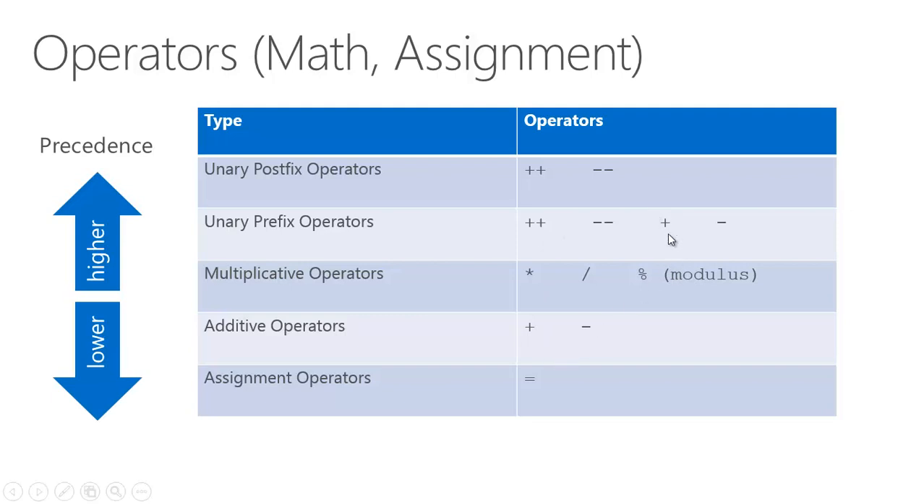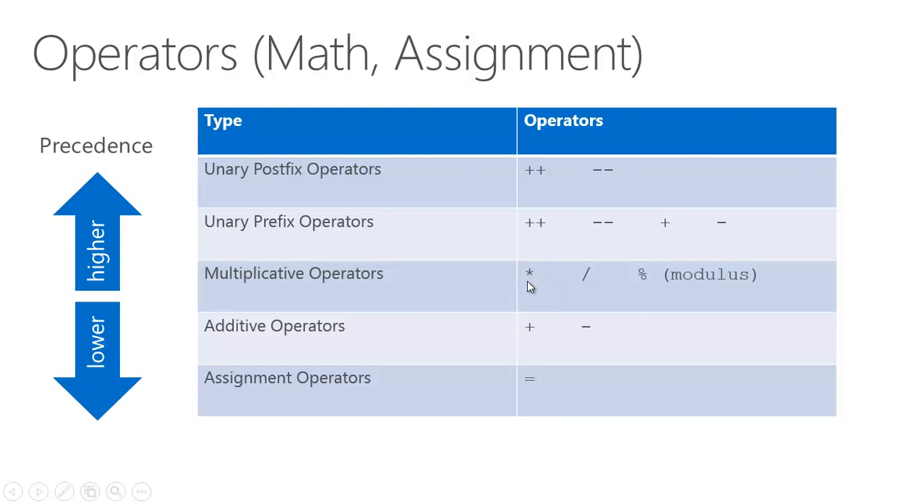We also have plus and minus. This can be added just before a variable. Putting a plus sign in front of a variable doesn't change the plus or minus sign of the variable itself, but putting a minus in front of it changes a positive number to negative and a negative number to a positive. Next, we have operators for multiplying and dividing.